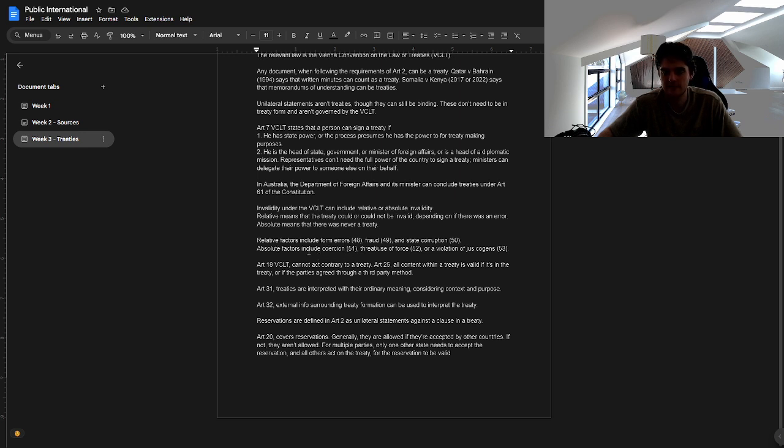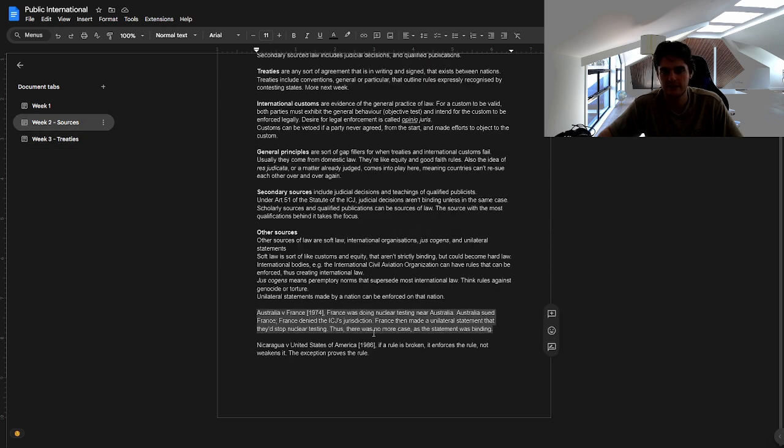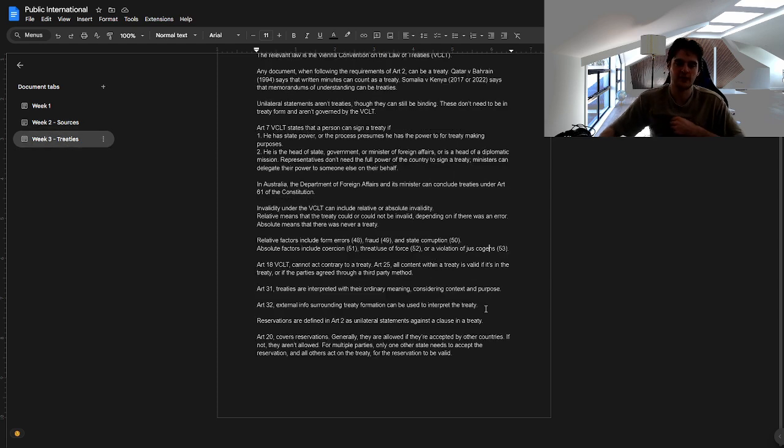These factors that will make a treaty voidable include coercion, threat or use of force, or a violation of jus cogens. If you remember in here, jus cogens, peremptory norms. So if the treaty, basically, like in contract terms, if we're making a treaty on something illegal, then it can never be valid. That's basically what that means. It'll come under 48, 49, 50.